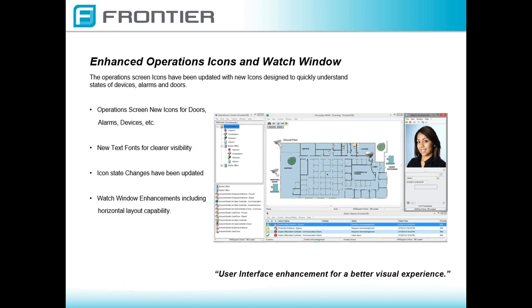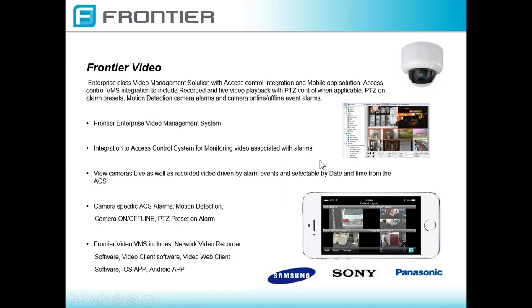The whereabouts function is a way to quickly click on a button when you see a badge holder and to be able to understand, say, the last 10 doors this badge holder went through. So the whereabouts gives you a quick visual of where this person has been within the system, and we've added that button onto the watch window, which really gives you a much more enhanced way to find people within your system. And of course, we'll look at the operation screen in a moment here.